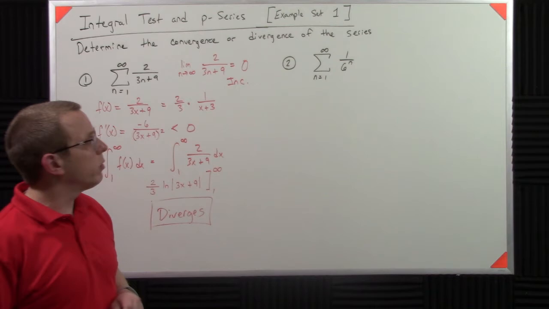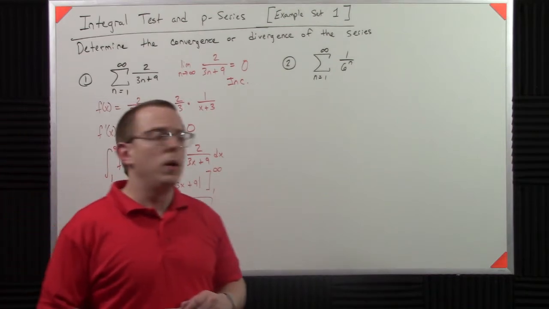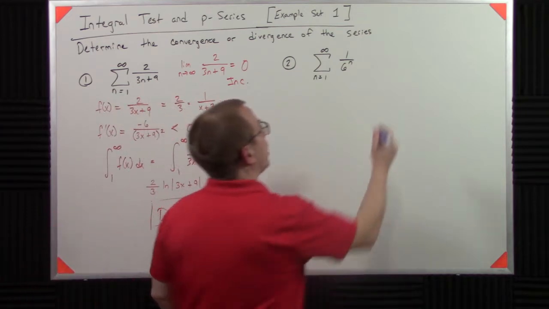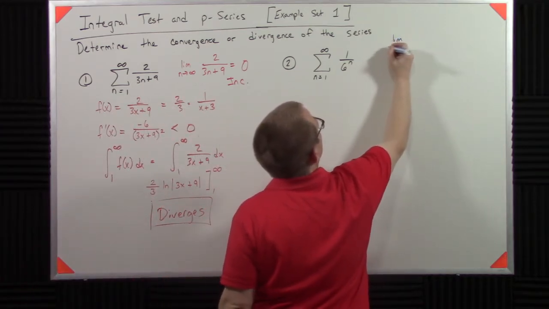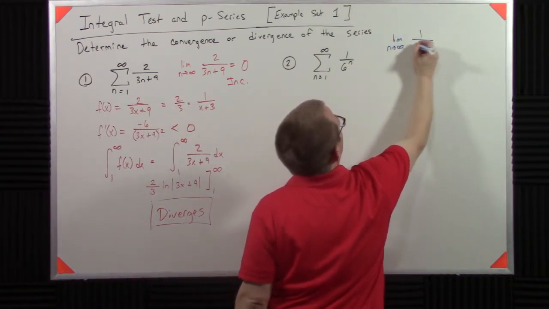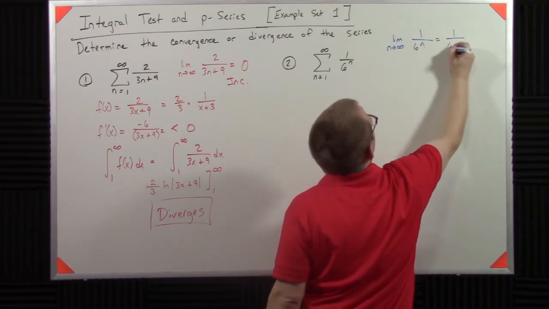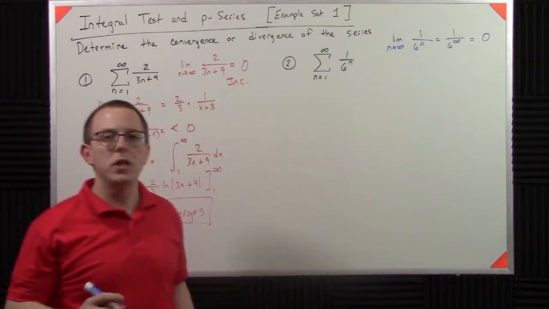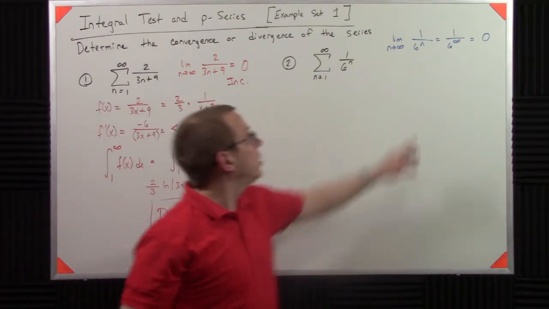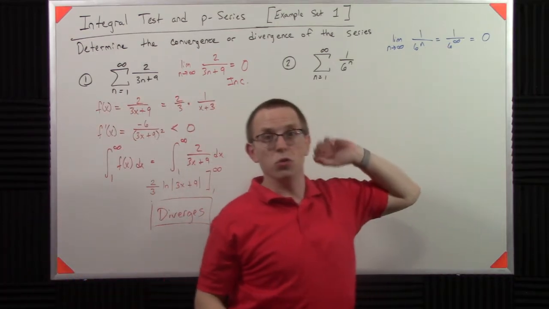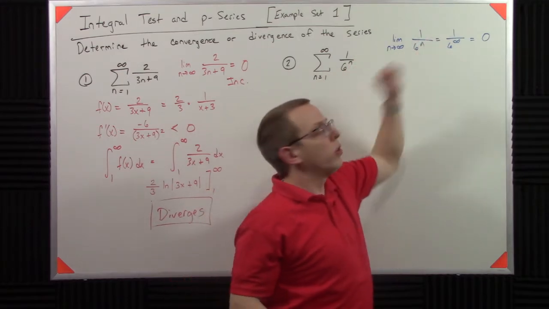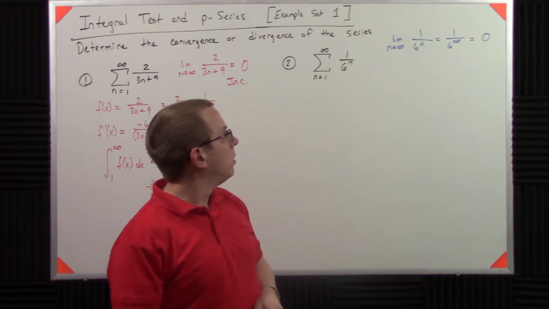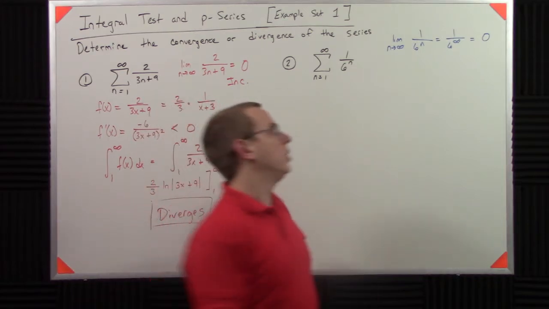Now our next one is 1 over 6 to the n. Well, we could do the nth term test for divergence. You say, right, 1 over 6 to the n: n gets really large, 6 to the n gets really, really large, so 1 over a really, really large number is 0. So that doesn't tell us anything. That's inconclusive.